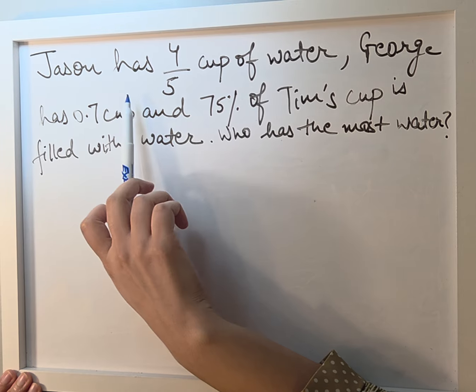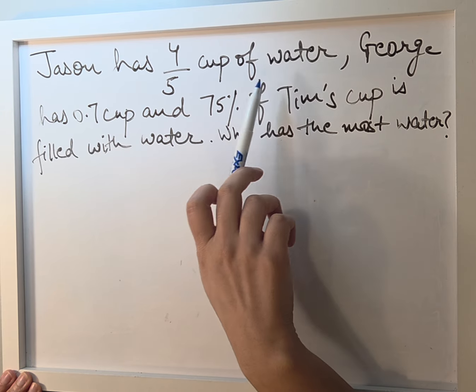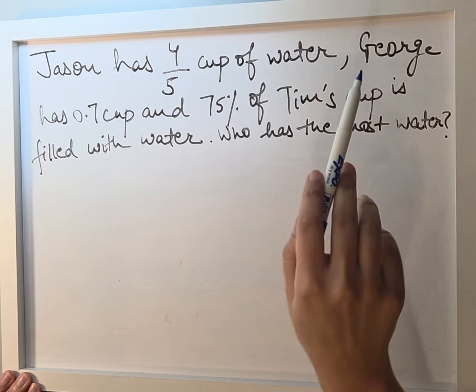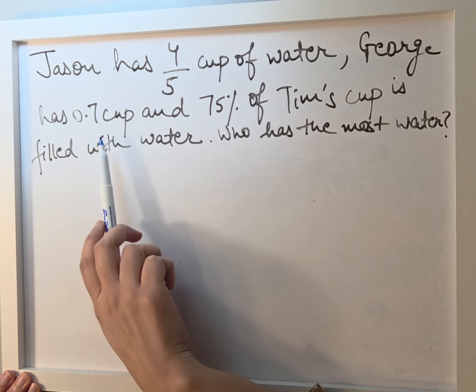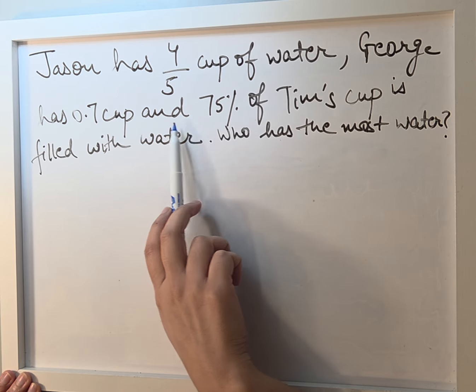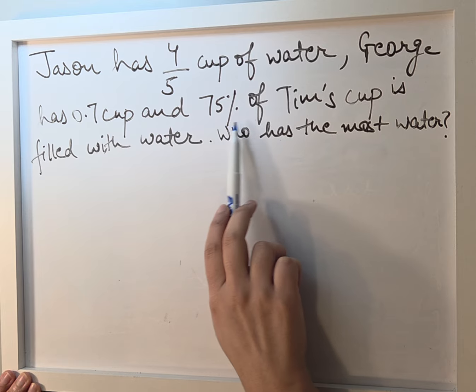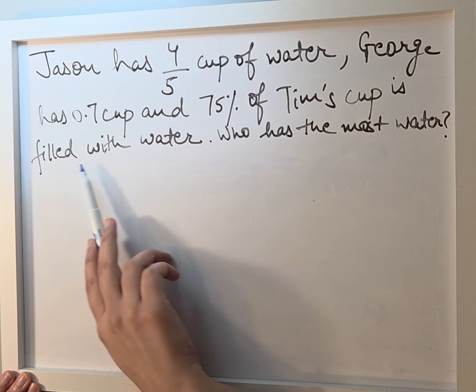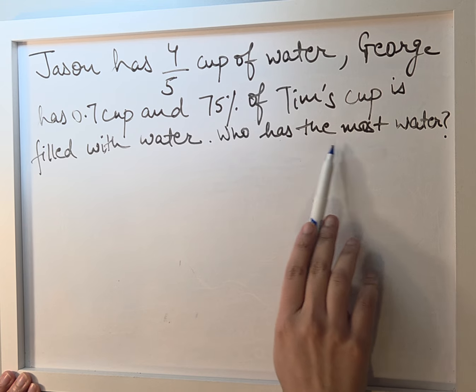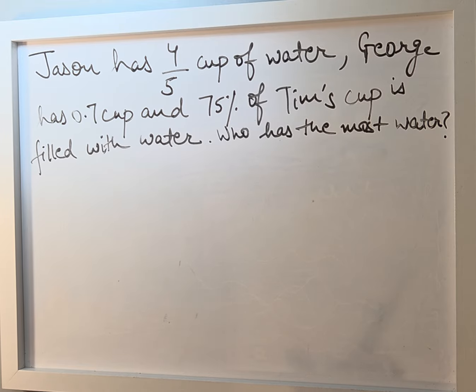So Jason has 4/5 cup of water. Okay, and George has 0.7 cup of water. And 75% of Tim's cup is filled with water. Who has the most water?